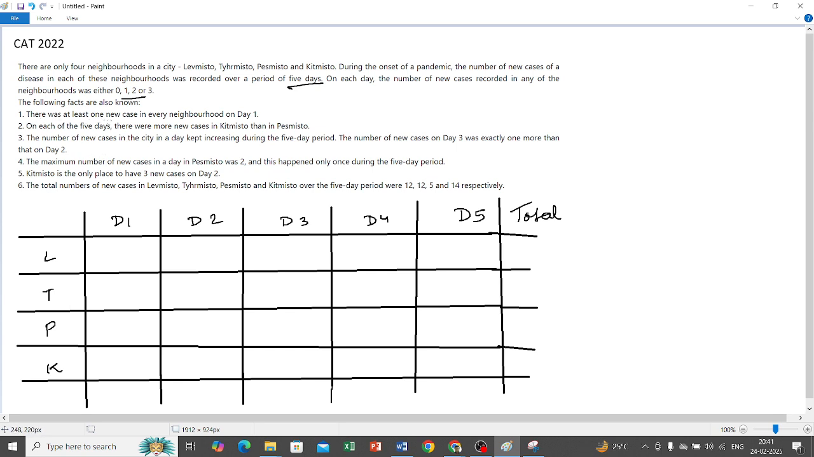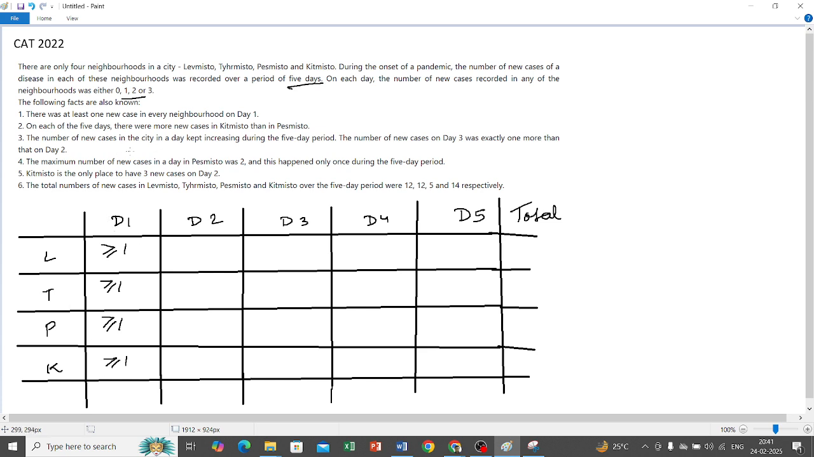There was at least one new case in every neighborhood on day one. So on day one there was at least one new case. That means the number of cases over here is greater than or equal to one. At least one means greater than or equal to one. I hope you understand that, right? At least one case on day one.